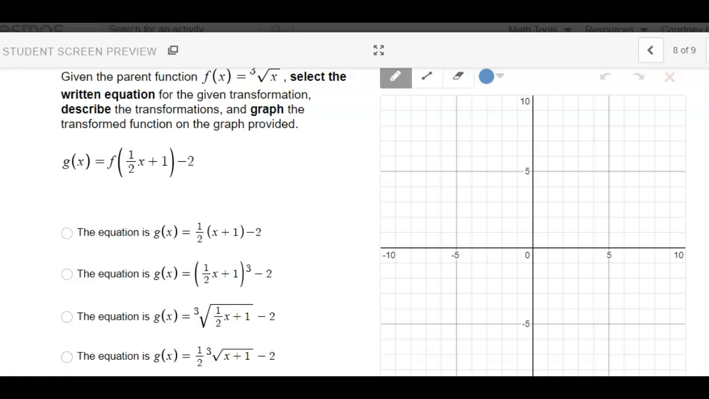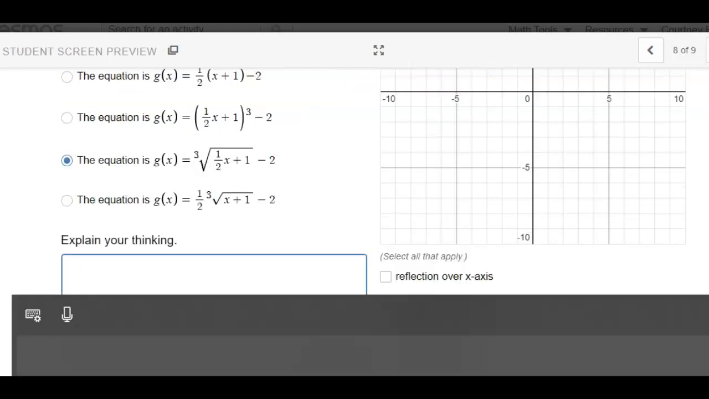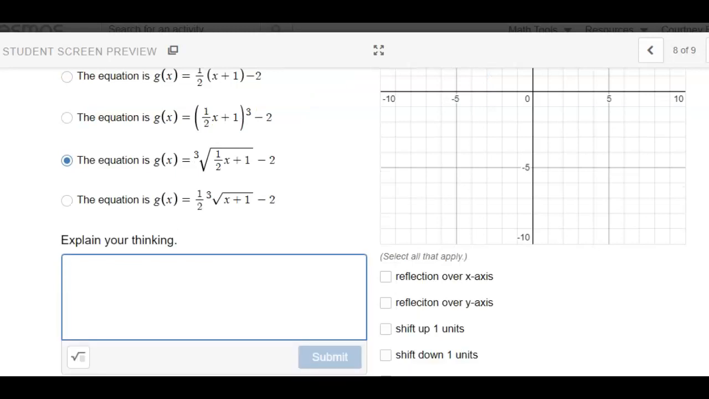1/2 x plus 1 needs to go inside. Well, it is here and it is here as well, but the only difference is one is being cubed and one is being cube rooted. So we need to go back and look at the parent function. I'm supposed to be doing the transformations for the cube root parent function. That would be answer choice C, the third one. So I will explain my thinking about why we picked what we picked.